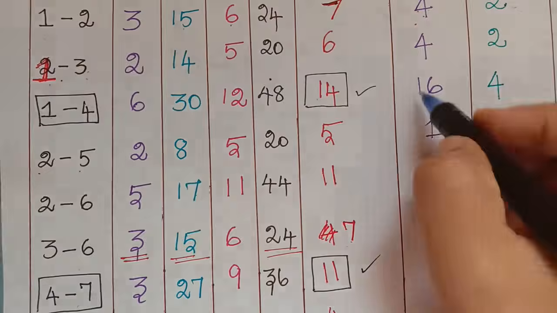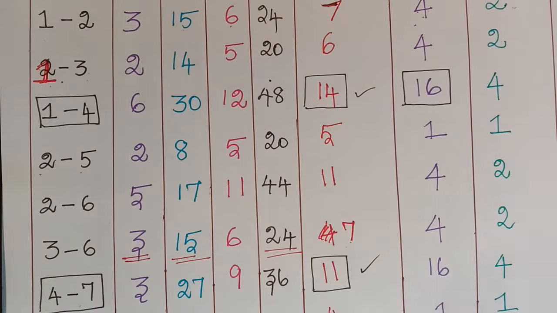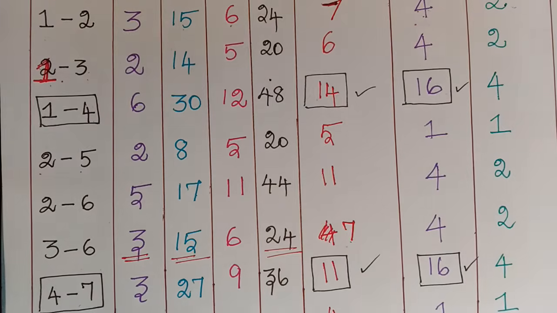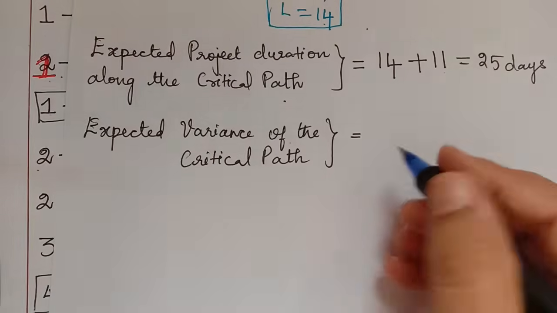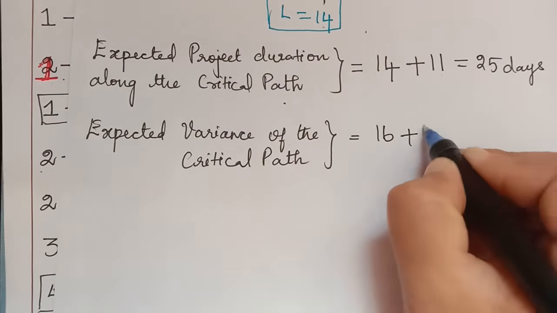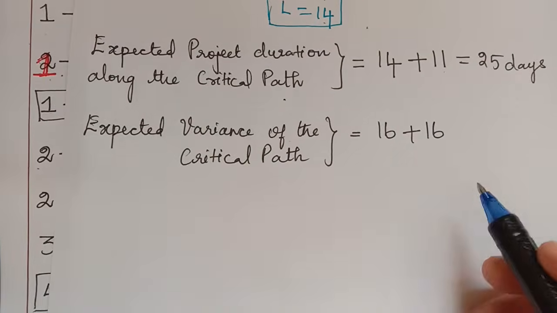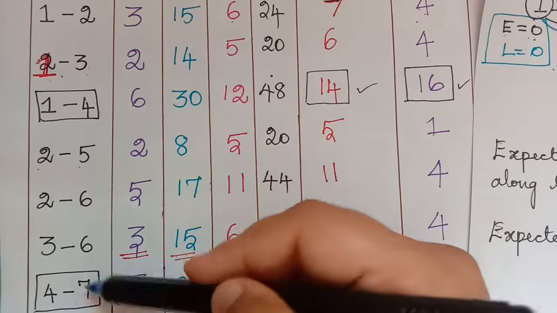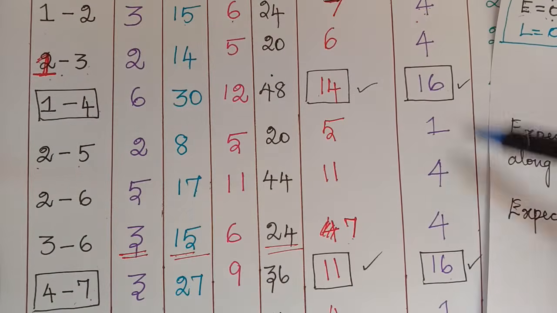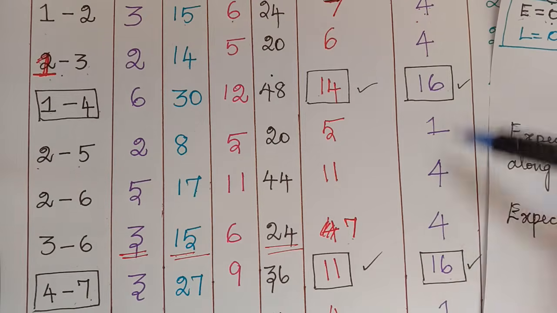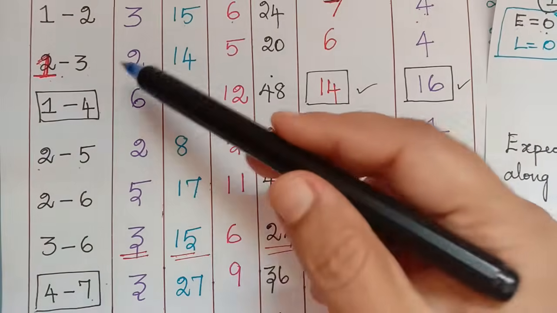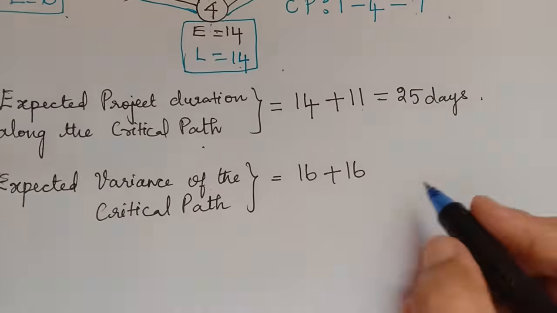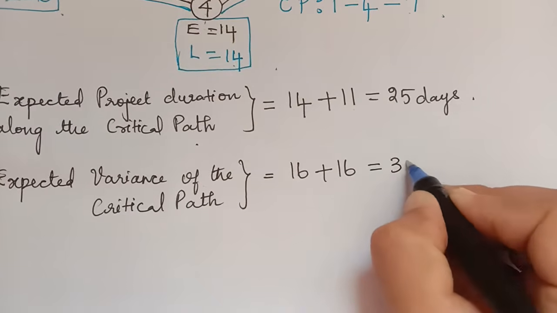Now variance is this. So 16 and plus 16. So that we have to add and we have to write here. So the expected variance is 16 plus 16. That is, we have to take the sum of all the variances along the critical path. Okay, the sum of all the expected variances of each activity along the critical path we have to take and add. And so that is 16 plus 16, which is equal to 32.